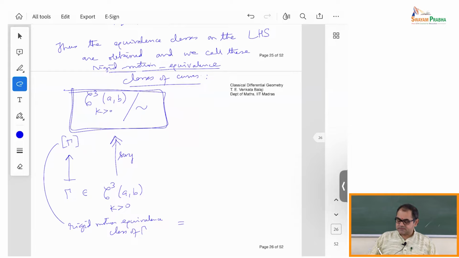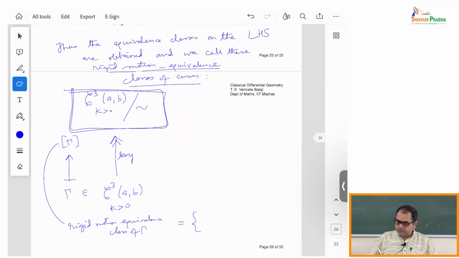And what is this equivalence class? Mind you, you're taking all the curves which are rigid motion equivalent to gamma and considering them all as a single thing, as a single point. So this is the set of all M circle gamma, where M is a rigid motion. I am taking all the curves that are related to gamma by a rigid motion.